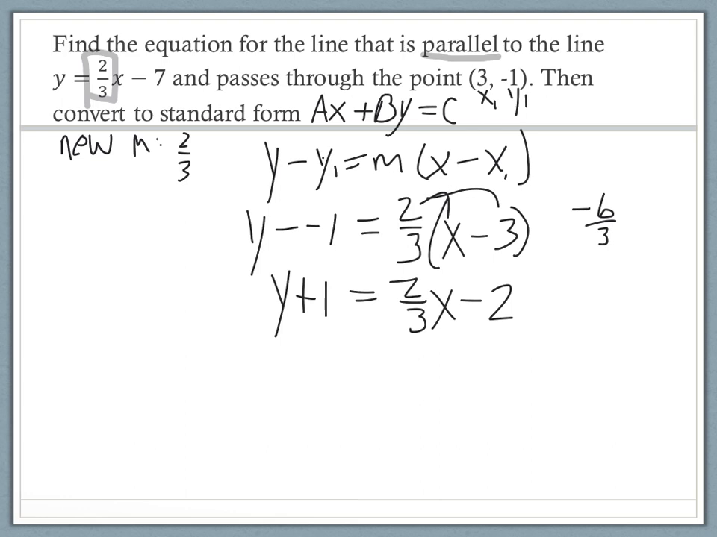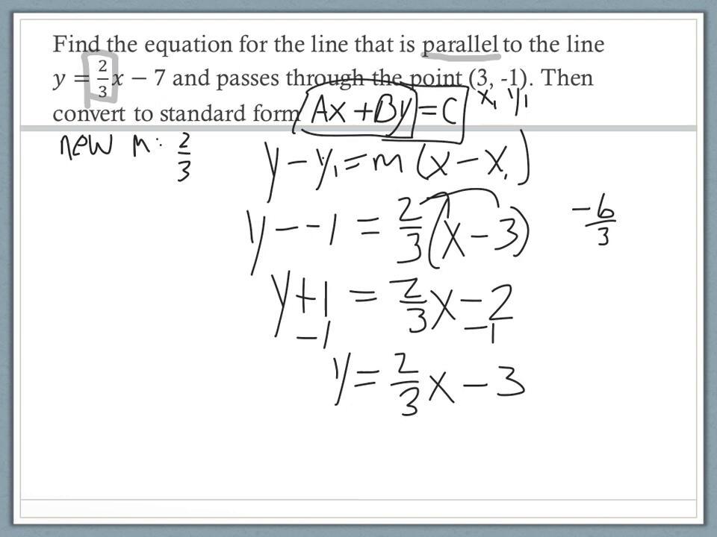Now we got to keep moving. We need to get it in slope-intercept, so I'm going to subtract 1 from both sides. So y equals 2/3 x minus 3. Now it's in slope-intercept form. I want it in standard form up here, so I need to get x on the other side. So I'm going to subtract 2/3 x from both sides. Okay, so that gives me -2/3 x plus y equals -3.